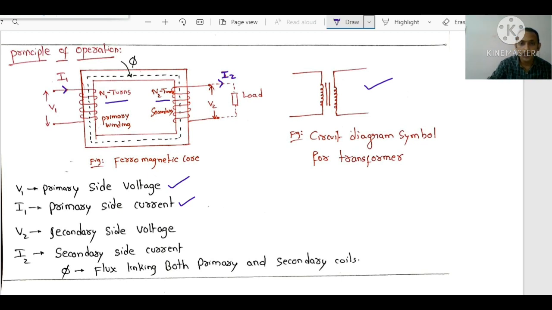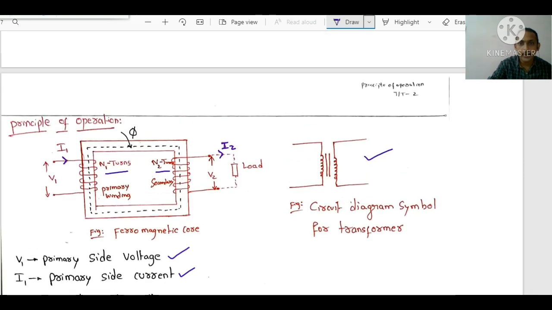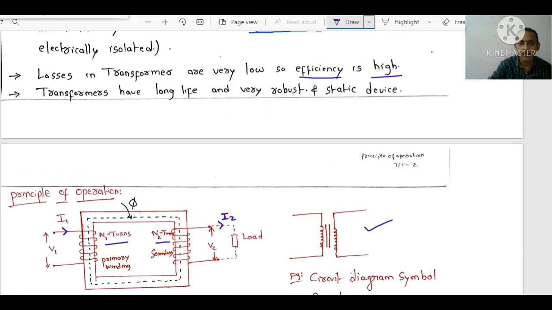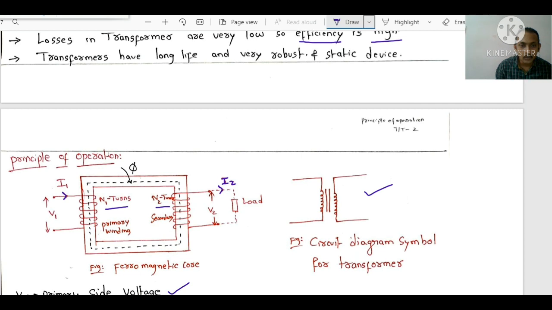Now if you observe, these two circuits are not joined electrically. They are just magnetically coupled. The flux established in one circuit is linking the other circuit. They are not electrically connected to one another. They are electrically isolated and magnetically coupled.